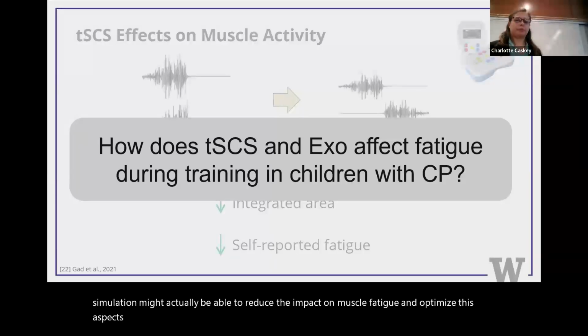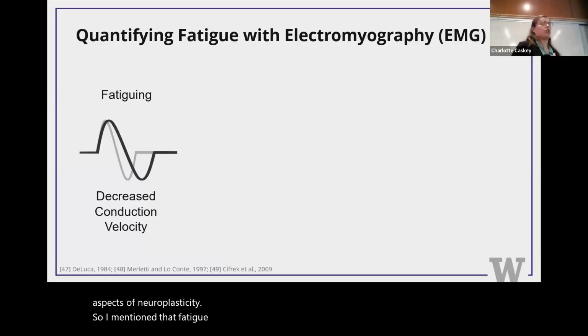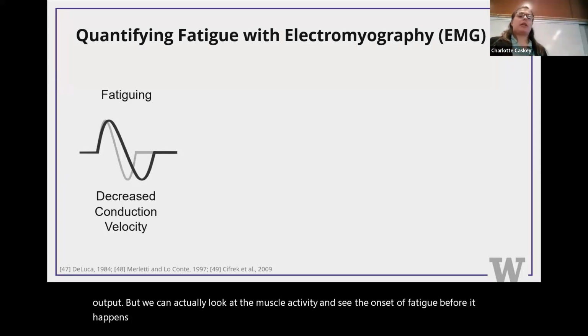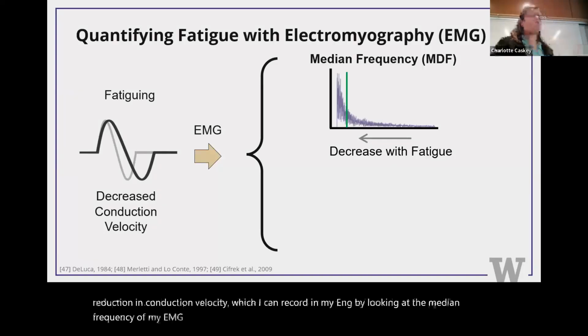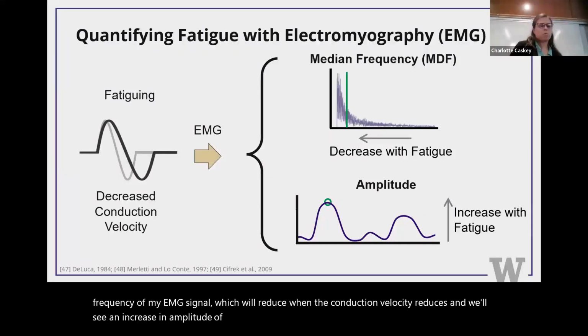I mentioned that fatigue is defined as a reduction in force output, but we can actually look at the muscle activity and see the onset of fatigue before it happens mechanically. This is because as our muscle starts fatiguing, we see a reduction in conduction velocity, which I can record in my EMG by looking at the median frequency of my EMG signal, which will reduce when the conduction velocity reduces, and we'll see an increase in amplitude of the EMG signal.